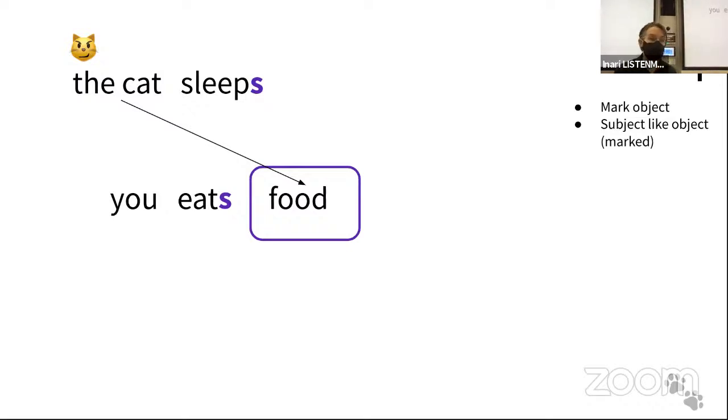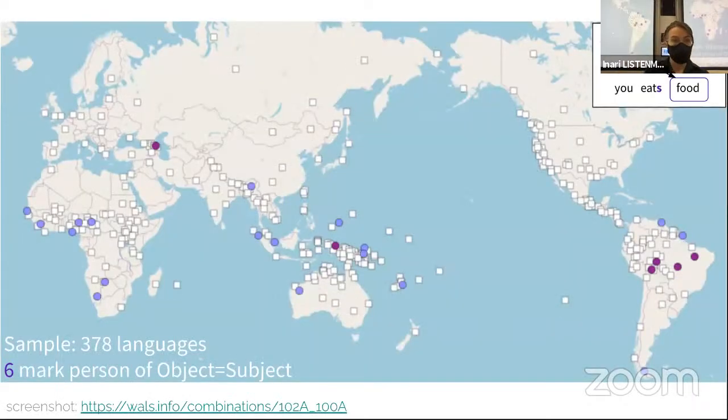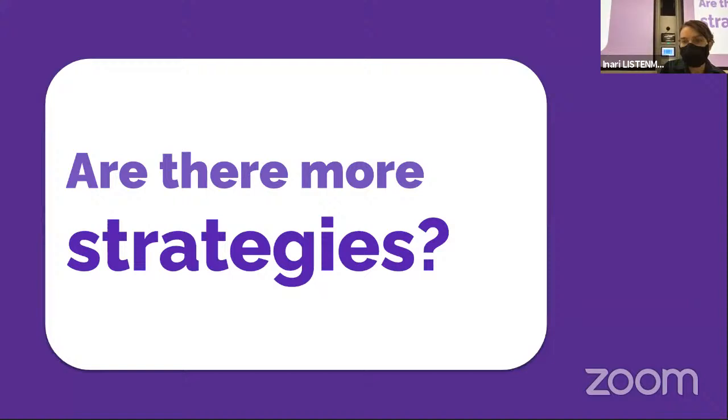And the fourth alternative for these, so we're in this section, mark 1 argument. We're getting to mark 2 arguments soon. So, but if we just mark 1, then we can mark object and mark subject, just like object, which is 6 languages. So we had 1 guess for 4.